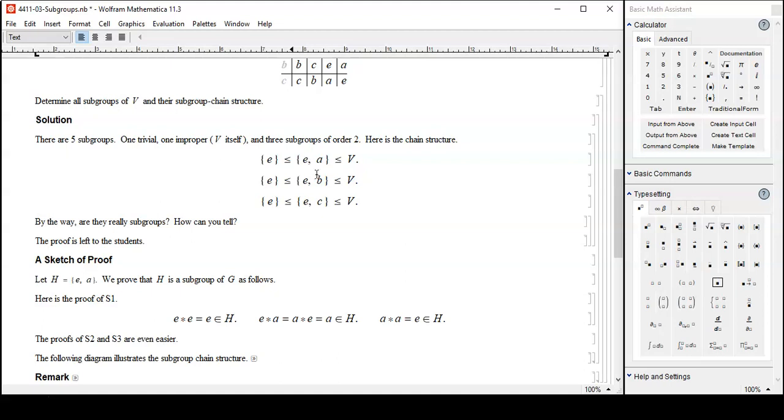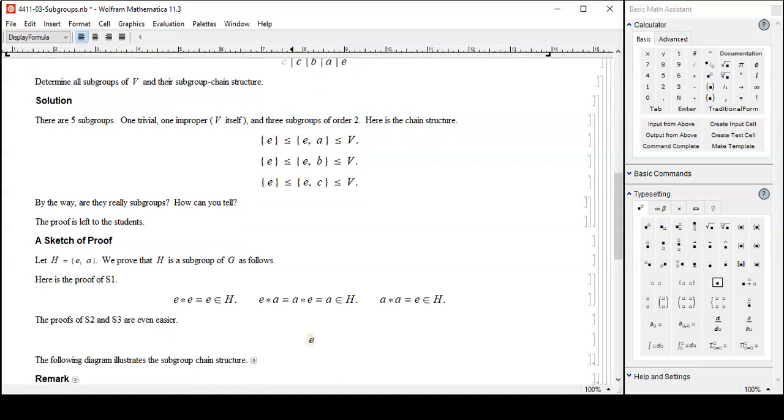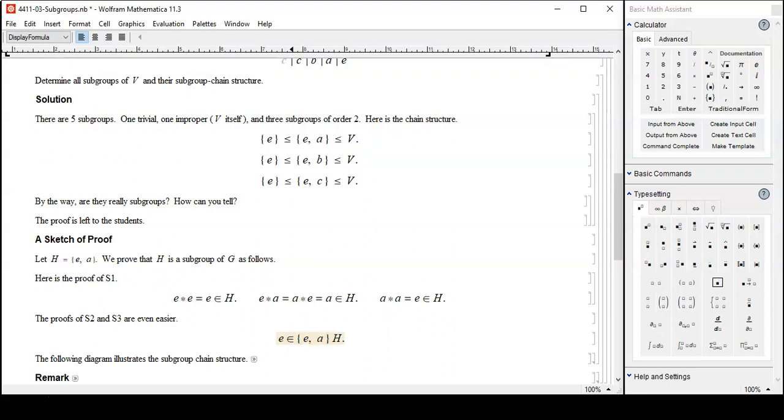S2 and S3 are even easier, and S2 is, come on, that's really trivial. No problem there. Now how about the inverse? Let's see, something times e is e. Yeah, e times e is e. So e inverse is e, and that belongs to H. How about a inverse? Something times a is e, and there you go, a times a is e. So that's a, and that belongs to H.